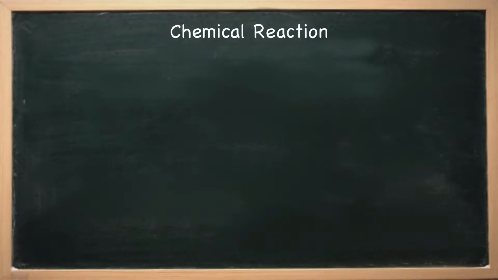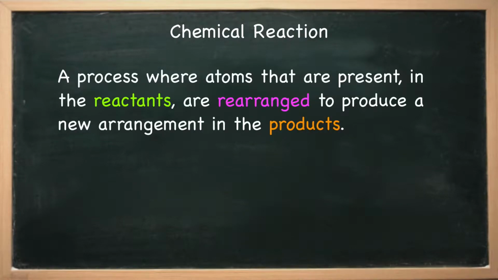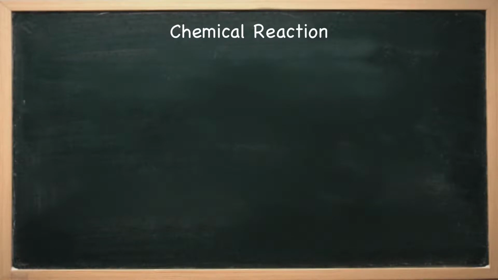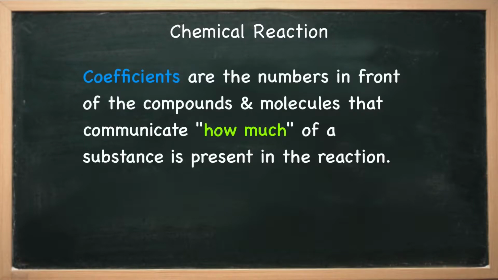Now, there are many definitions for what a chemical reaction is, but fundamentally, it's a process where atoms that are present in the reactants are rearranged to produce a new arrangement in the products. In order to keep track of all the matter in a reaction, chemists must produce a balanced equation while using coefficients that specify the number of molecules of each chemical entity. The coefficient is the number in front of the compounds and molecules that tells us how much of each substance is present in the reaction.